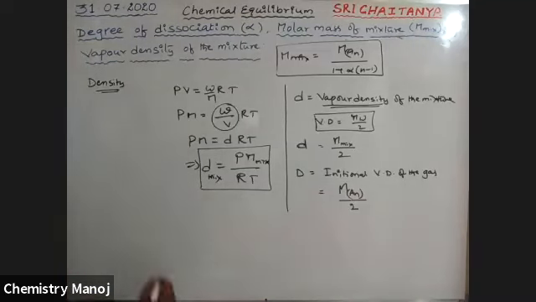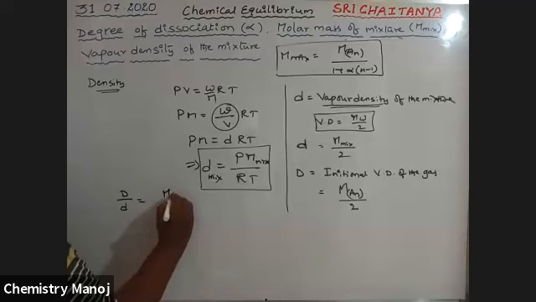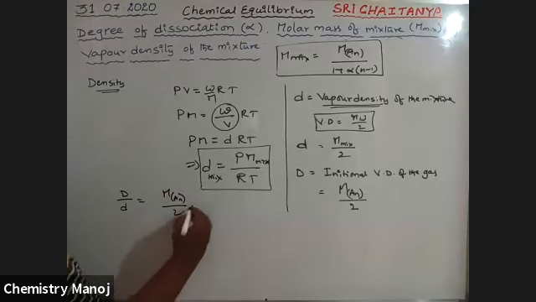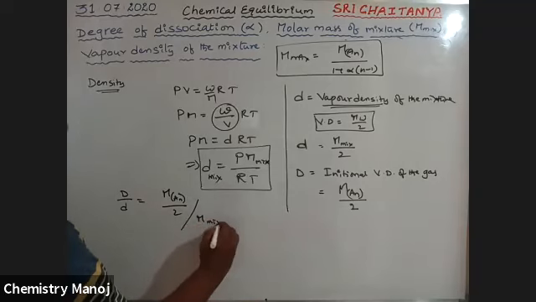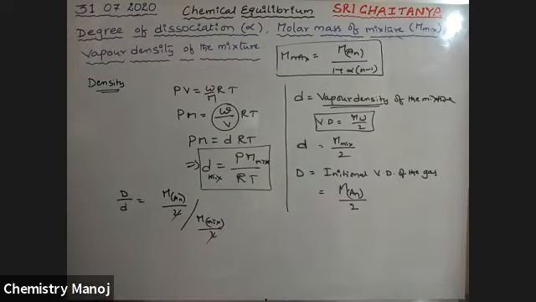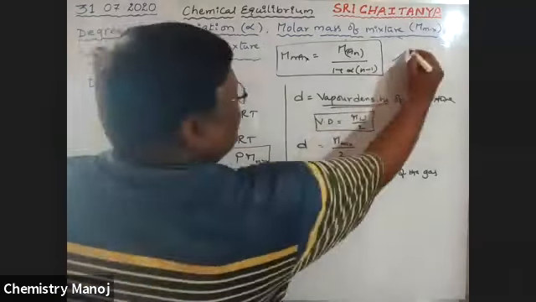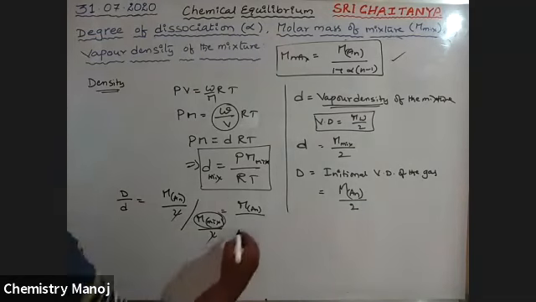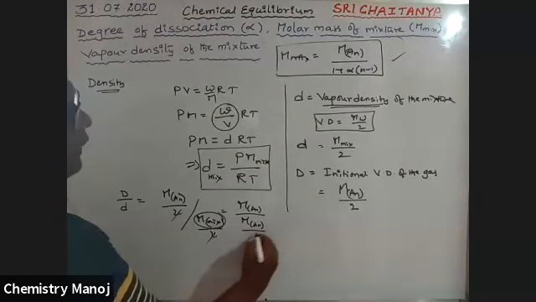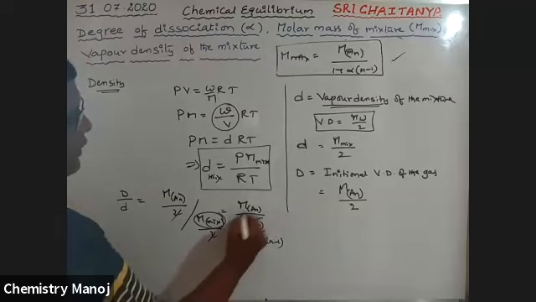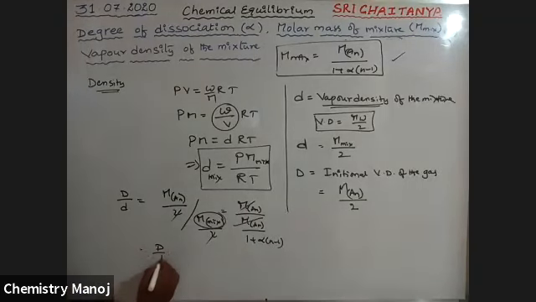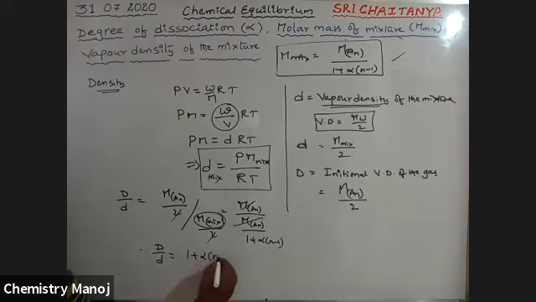Now I am trying to calculate capital D by small d. So capital D is equal to how much? Molecular mass of AN by 2 by molecular mass of mixture by 2. These two are cancelled. That is equal to molecular mass of AN by molecular mass of mixture. Molecular mass of mixture is molecular mass of AN by 1 plus alpha into n minus 1. These two are cancelled. Therefore, D by d is equal to 1 plus alpha into n minus 1.